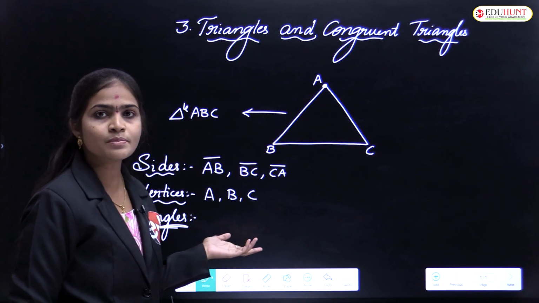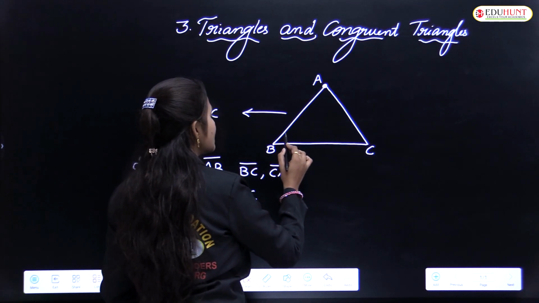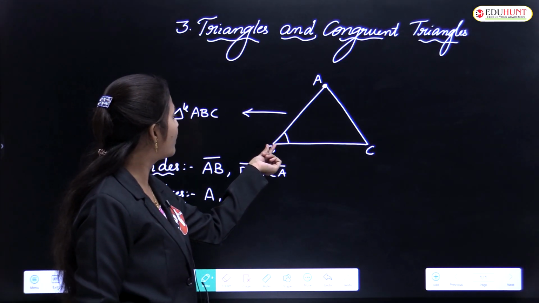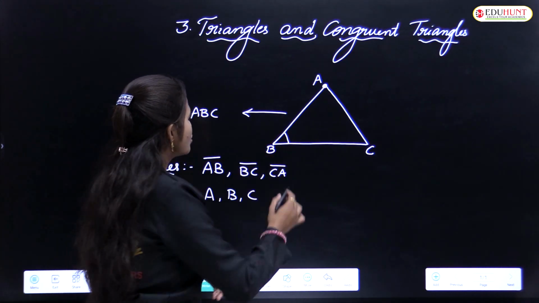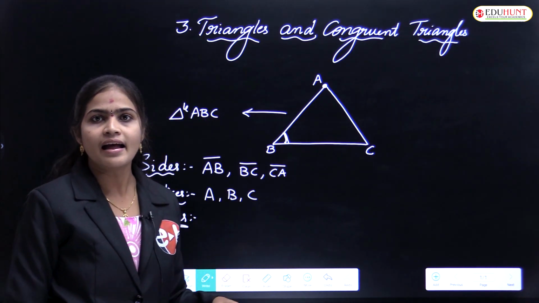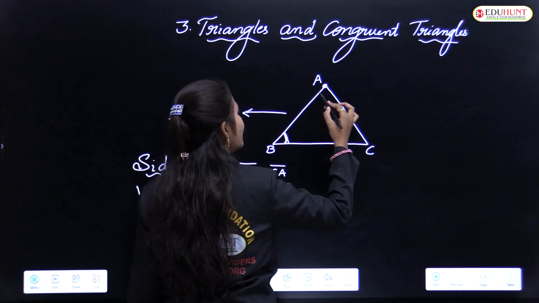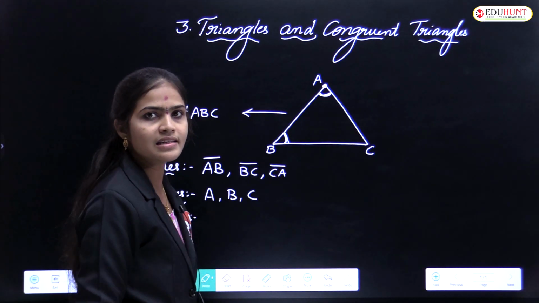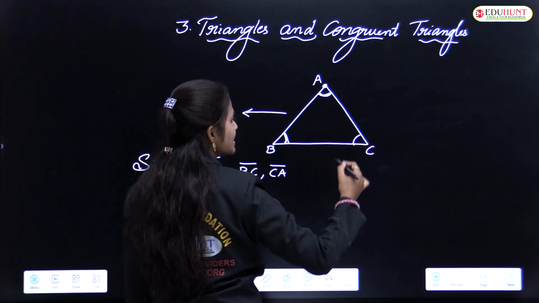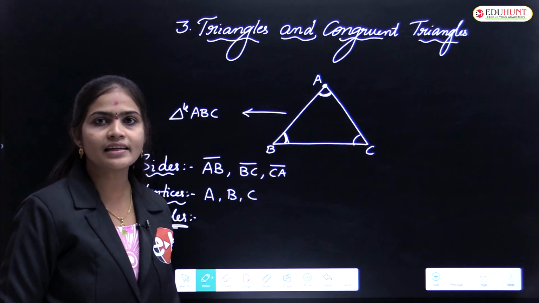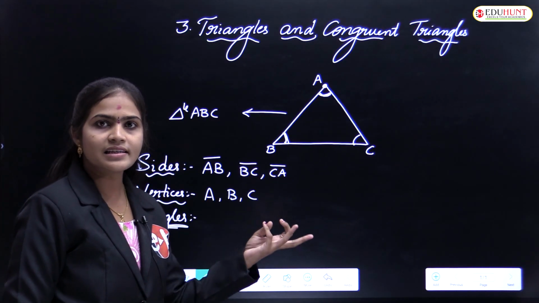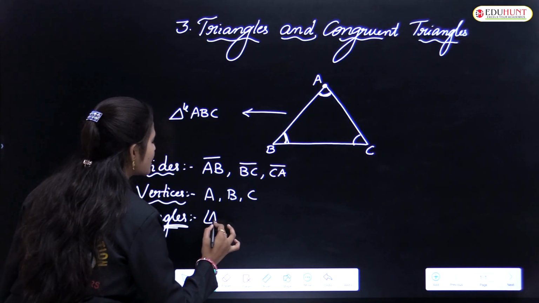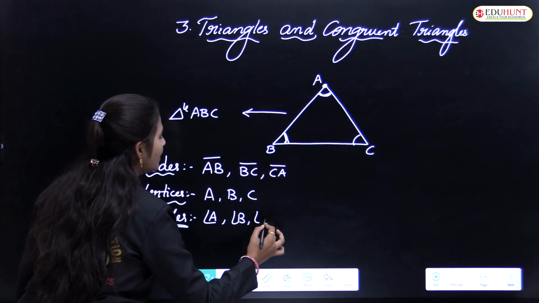Next, angles. Angles means the union of 2 rays or 2 sides that meet at a common point. This region we call an angle. In the same way, the union of these 2 rays as well as these 2 sides is also an angle. Another angle is at C. So in a triangle how many angles are there? Yes, 3 angles. 3 sides, 3 angles, 3 vertices. What are those angles? Angle A, angle B, angle C.